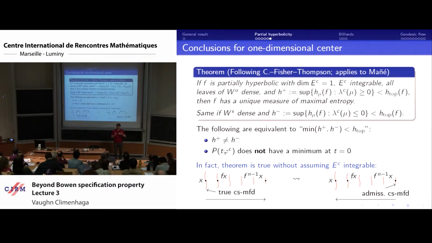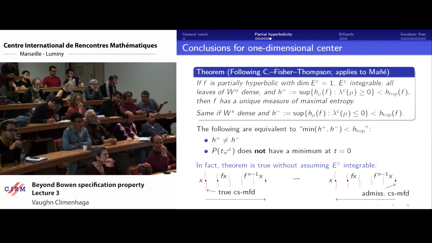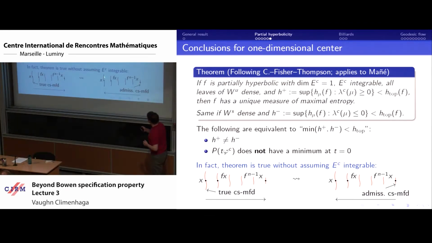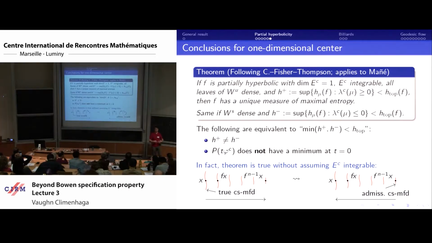One more comment on this example before I go to billiards, which is that you don't actually need integrability of the center direction. And it just goes to the specification argument here. The argument that I gave said, take the actual center stable manifold here and push it forward and see that it contracts. But it works equally well to go to the end of the orbit, take an admissible center stable, that is just something which is tangent to the continuous cone families, which you have in this example, and push it backwards, and see that it expands. So the argument works without the assumption of integrability. You just have to be a little more careful in how you prove specification. And there's a similar thing for expansivity.